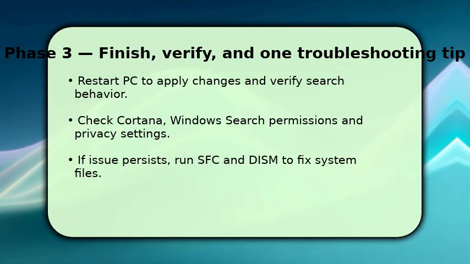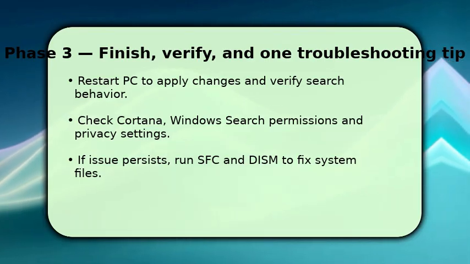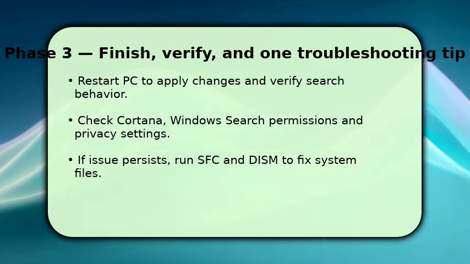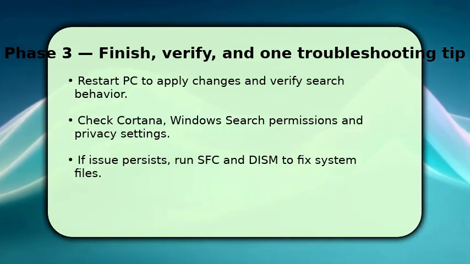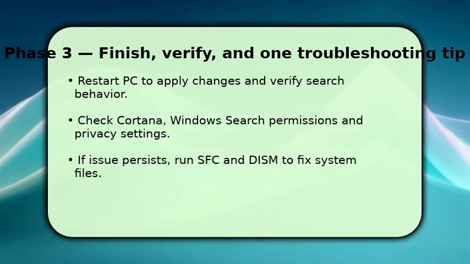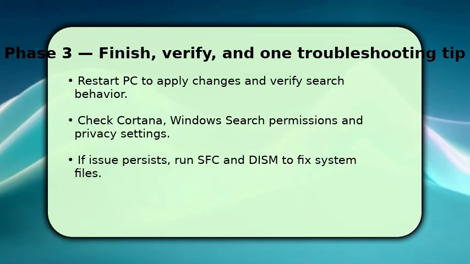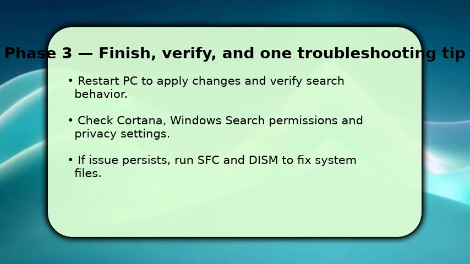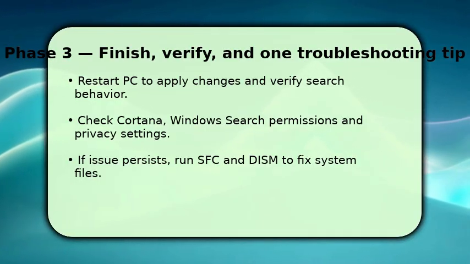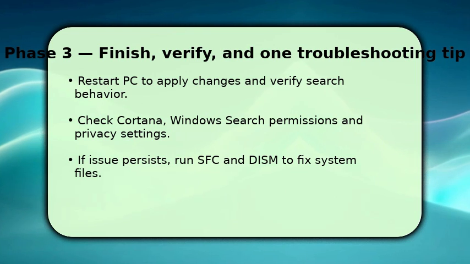If something still seems off, check Cortana and Windows Search privacy permissions so indexing can access folders. As a troubleshooting tip, run System File Checker and DISM, sfc /scannow and DISM restore commands, to repair corrupted system files that block search. If that fails, document errors and perform a targeted reinstall of the search package. That usually closes the loop.